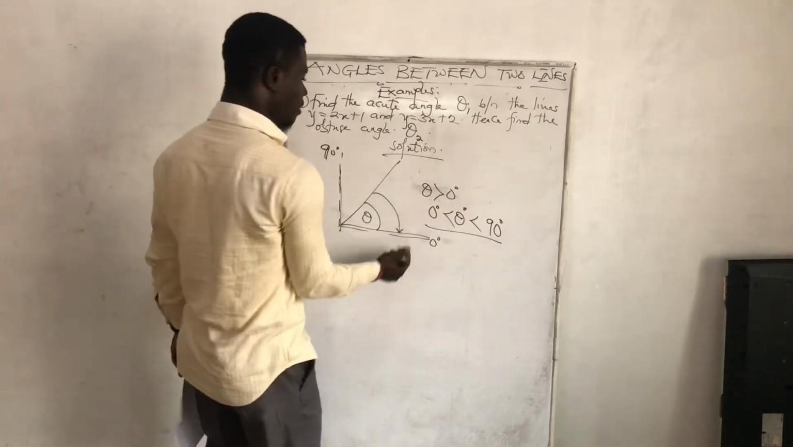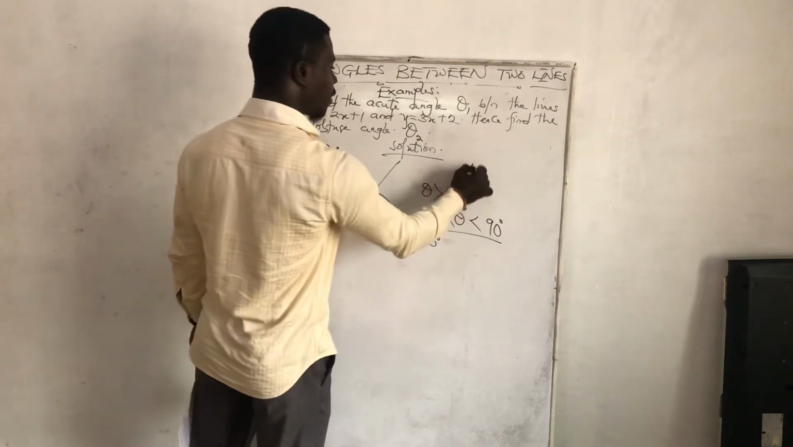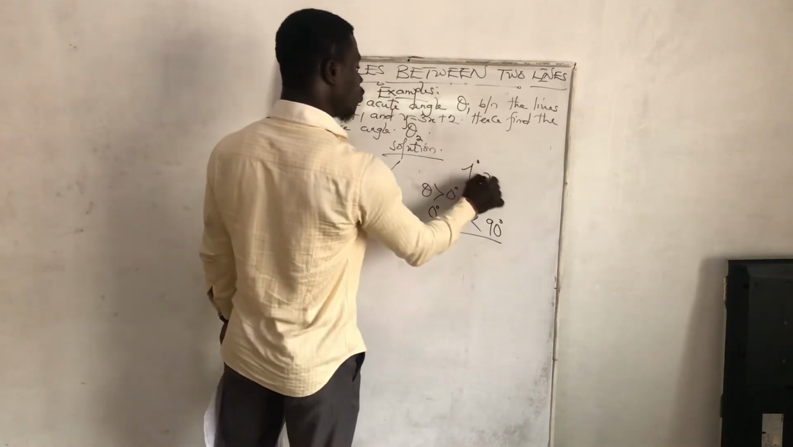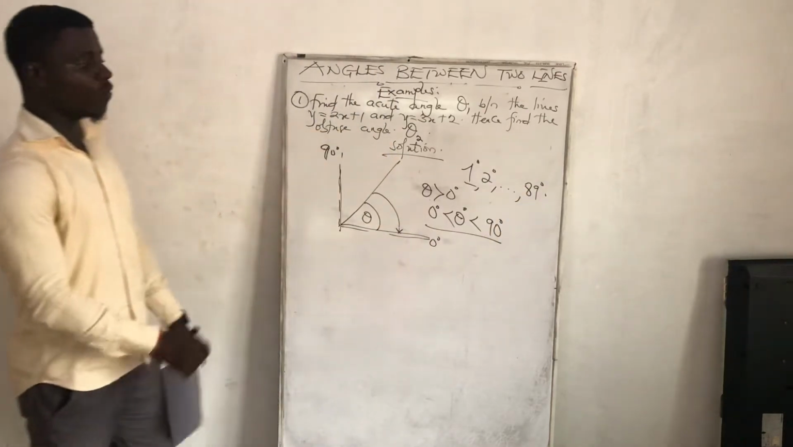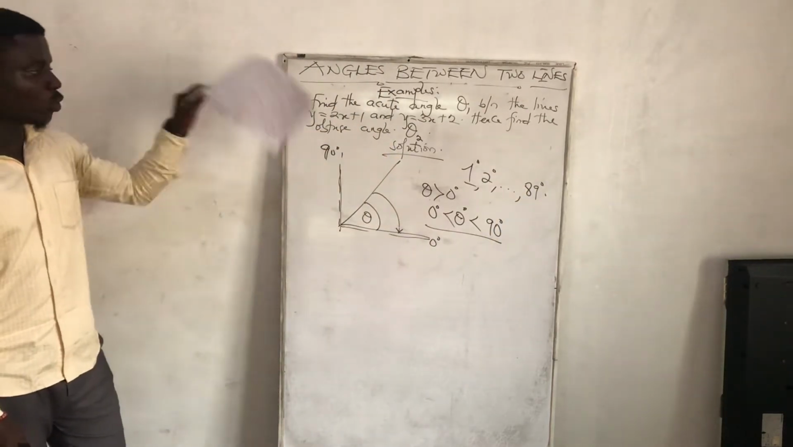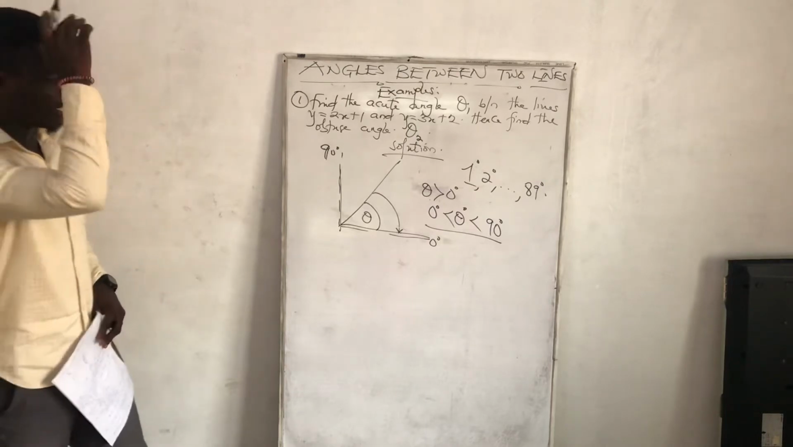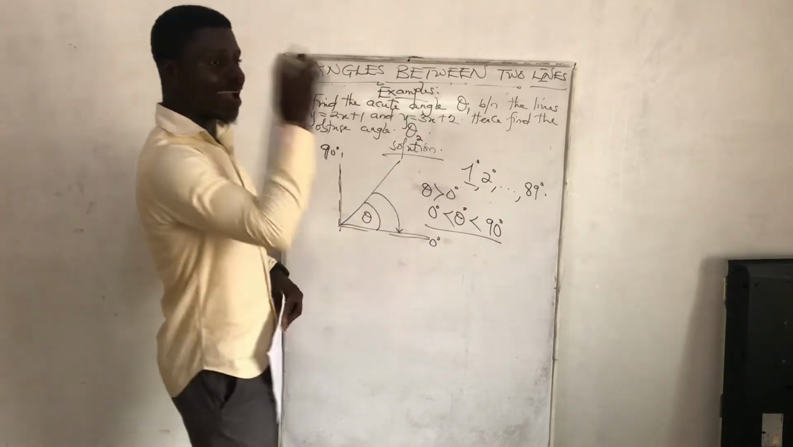So that means acute angles always start from 1 degree, then 2 degrees, then they move up to 89 degrees. So it's not up to 90 degrees. If it is up to 90 degrees, then we get what?